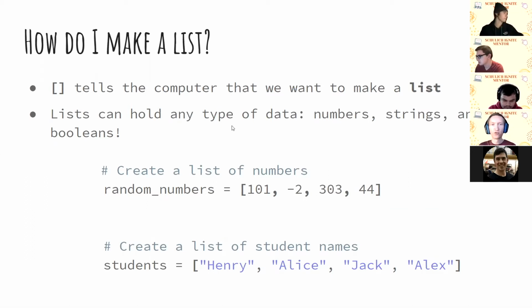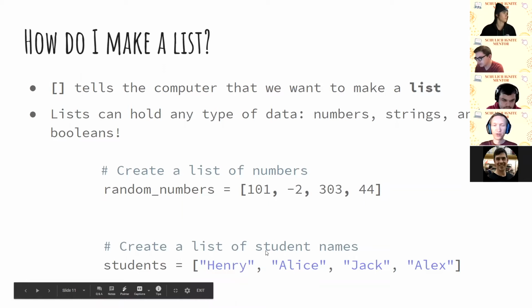So these lists, they can hold any kind of data that we want. So inside we can have numbers, strings, or booleans. Generally, you'll have the same kinds of values inside. So in this list, we have random numbers. We have numbers 100, -2, 303, 44. We can also have a list of students. So here we have multiple strings. We got Henry, Alice, Jack, and Alex. So that's the syntax for creating these lists. So again, that's the square brackets and the commas separating each of the values.